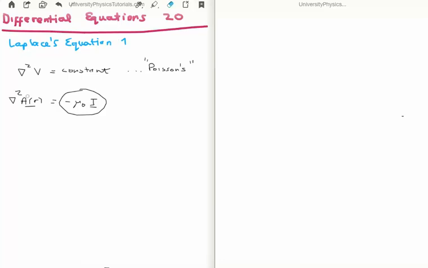Now, we're able to make a simplification of this particular equation, and with this simplification we come up with what's known as Laplace's equation. So instead of having the Laplacian of your scalar equal to a constant, you have the Laplacian of your scalar equal to zero. So this is a homogeneous equation, where Poisson's equation is a non-homogeneous equation. So this is Laplace's equation.